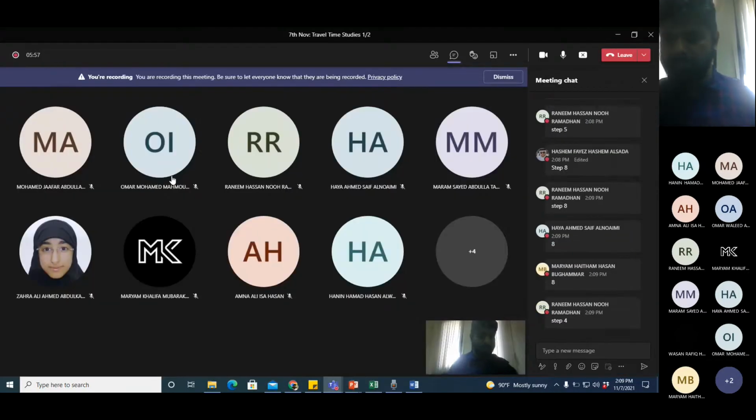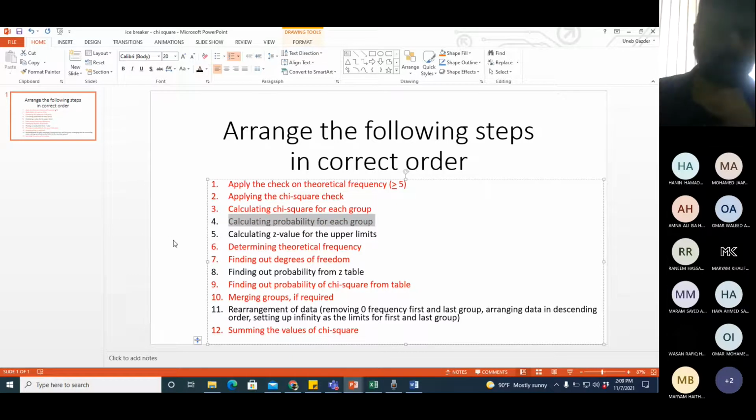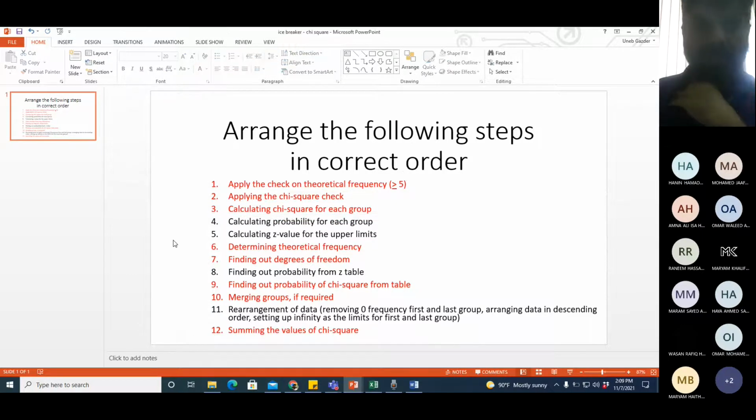Hashim? What's the next step? Four now. Yeah. Now you find out the probability of each group. From cumulative, find out for each group. Okay. Next. After 4, what do you do?